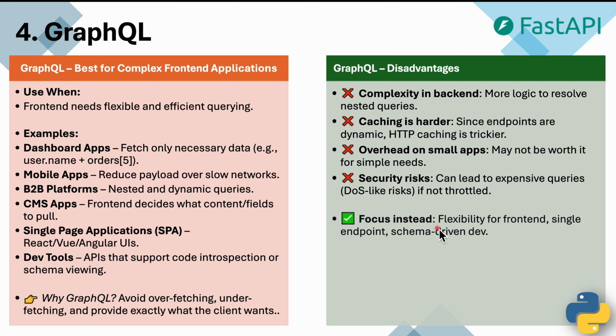Focus instead on flexibility for the front end, a single endpoint, and schema-driven development. Since it is schema-driven development with flexibility for front ends like React JS, Vue.js, AngularJS, these are the things and a current trend. So GraphQL can benefit such kinds of applications. Let's go for the next API.